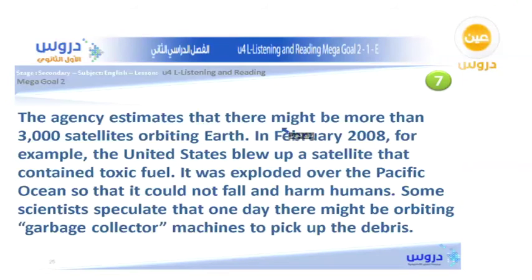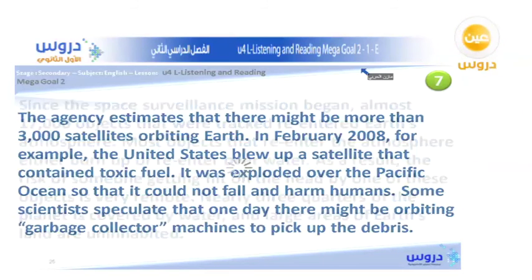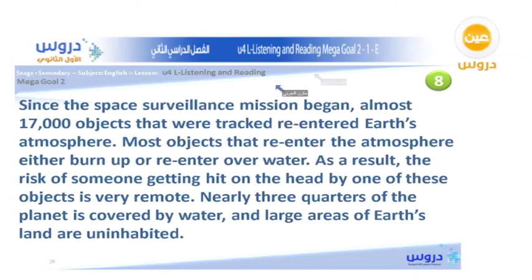Since the space surveillance mission began, almost 17,000 objects that were tracked re-entered Earth's atmosphere. Most objects that re-entered the atmosphere either burn up or re-enter over water. As a result, the risk of someone getting hit on the head by one of these objects is very remote. Nearly 3/4 of the planet is covered by water, and a large area of Earth's land is uninhabited. So nothing to be scared of, according to those missions.